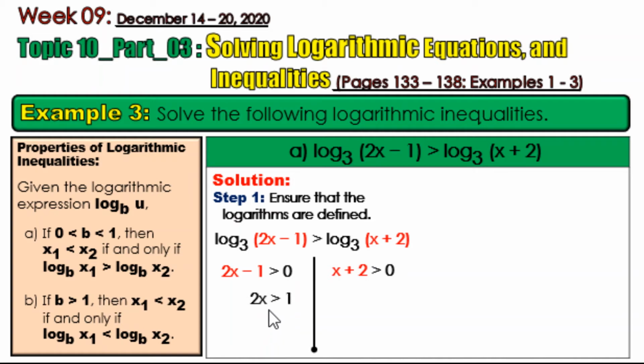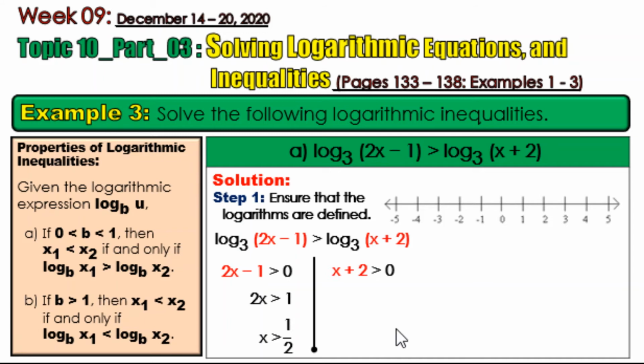So we have 2x is greater than 1, applying the properties of inequality, the addition property of inequality. We will add 1 to both sides of the inequality, so negative 1 becomes positive 1. And then to solve for the value of x, we will divide both sides of the inequality by 2, and your x must be greater than 1/2.